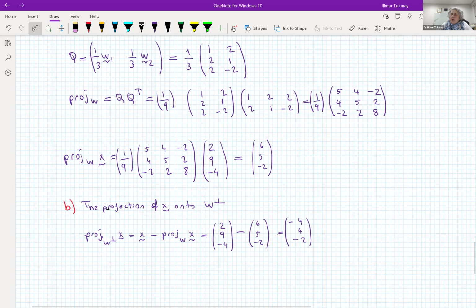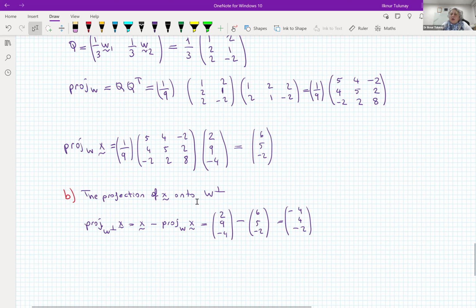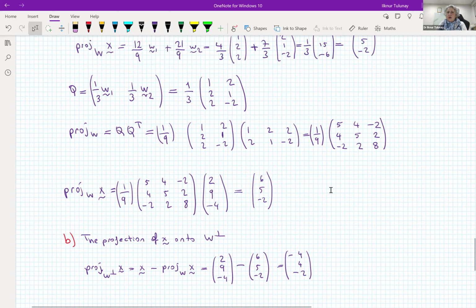The projection of the same vector onto the orthogonal complement of W will be just a subtraction. We subtract X minus the projection of X on W. So this is the X vector, and this is what we found. Subtraction will give us this vector. That is the projection of X on the orthogonal complement of W. We call it W perp. Okay, so that's it for this question.